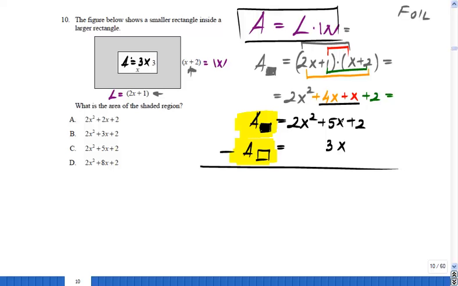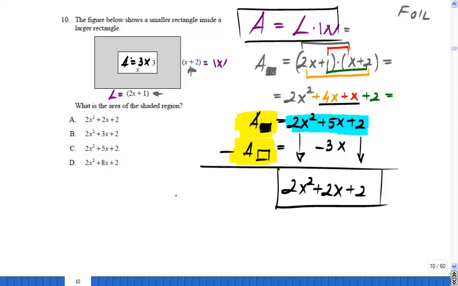So basically, you have to take from this trinomial, you have to subtract 3x, so it'll be minus 3x. What's happening here? Well, you have 2x squared, which doesn't change. Now I have 5x minus 3x. I'm going with the second column. There'll be positive 2x. And what else is left? 2 plus 2. And that's the answer. That's the area of the shaded region.